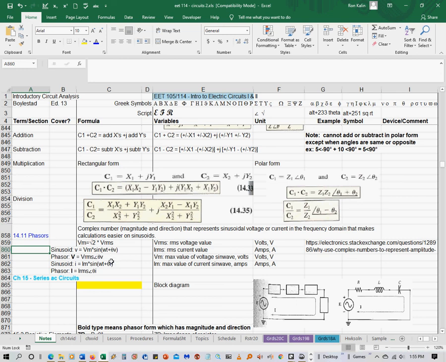And then with the current, small i equals I sub m times sine of omega t plus theta I. Your phasor form would be I sub m divided by the square root of 2, which is the RMS value, and your phase angle would be theta sub I, which is this number.